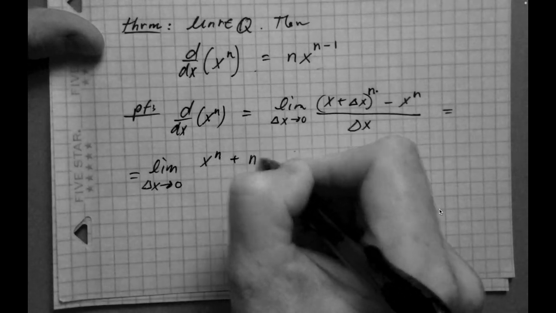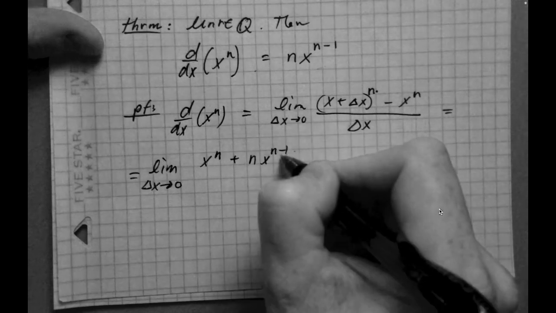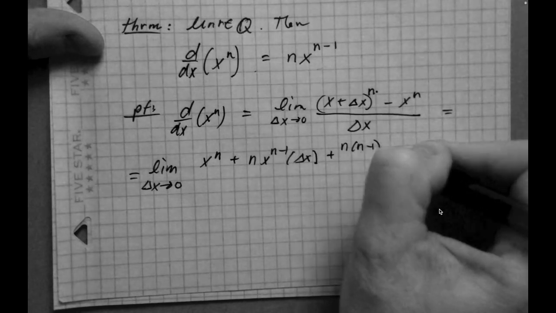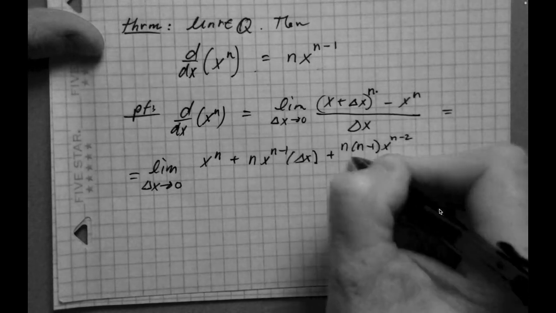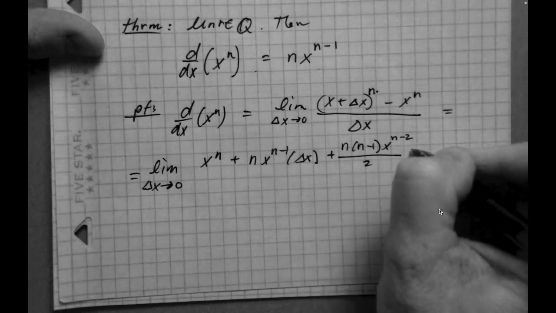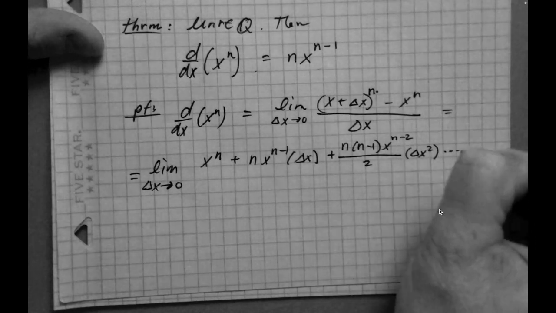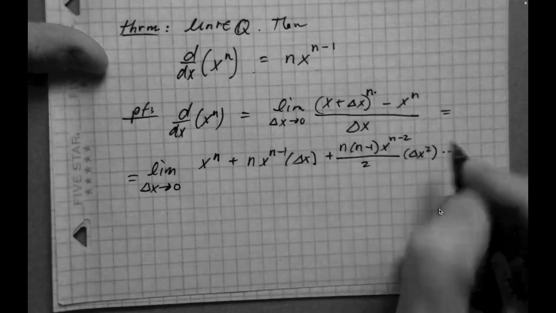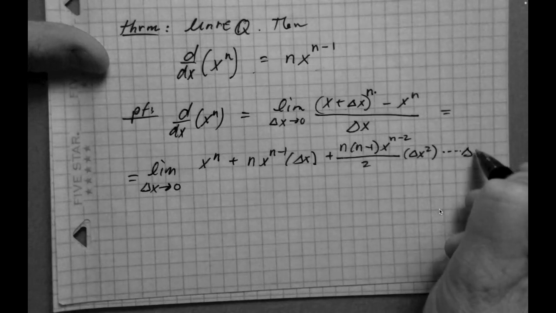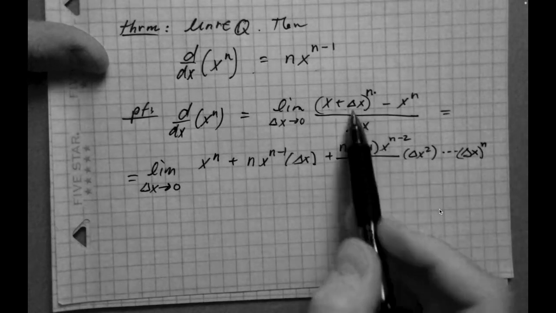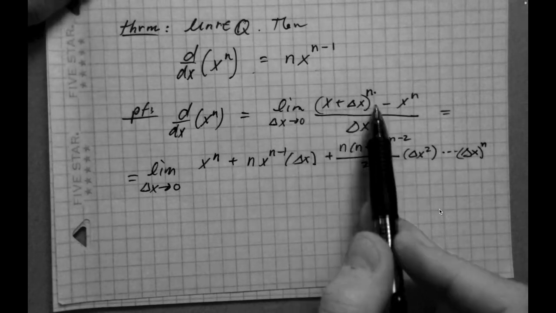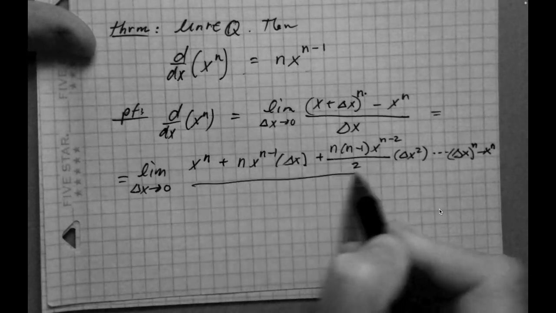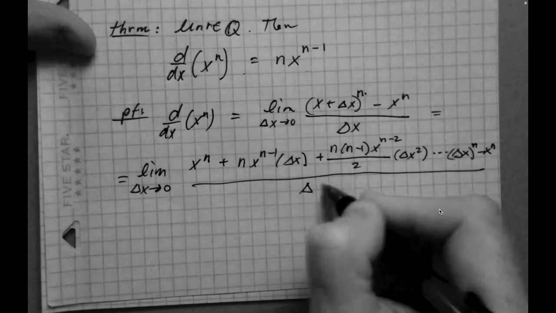What you end up with is something that looks like this: x to the n plus nx to the n minus 1 times delta x plus n minus 1 x to the n minus 2 over 2 times delta x squared, and so on, right? And then ultimately at the very end of this expansion, you're going to have a delta x to the nth power. And then after that, of course, minus x to the n. Let's not forget that. Now that whole thing is divided by delta x.